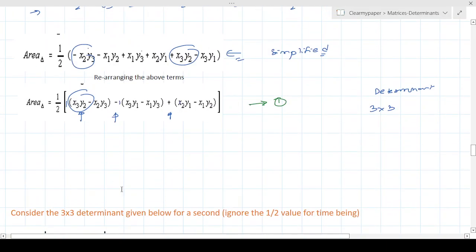But we are not there yet. So hold on to this thought where we have arrived at this, and we're going to call this equation 1 in green color, which is nothing but the area of the triangle in question, okay?